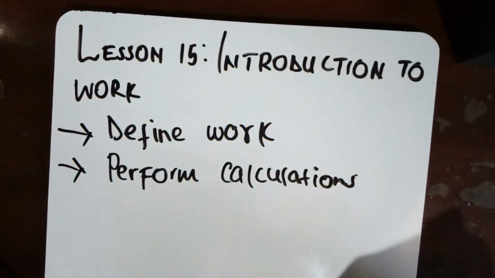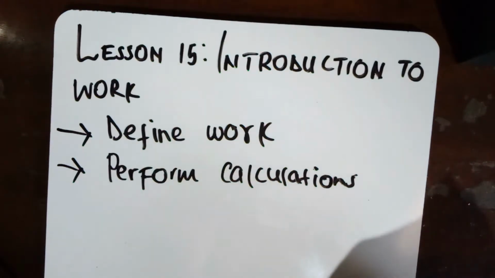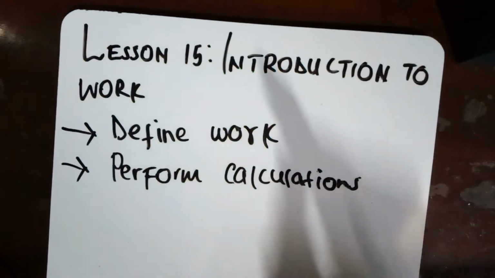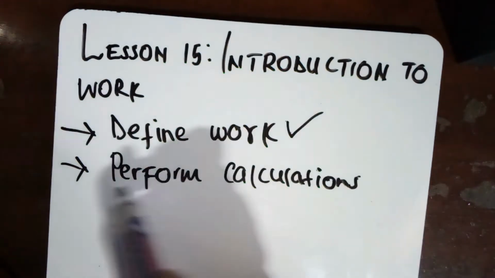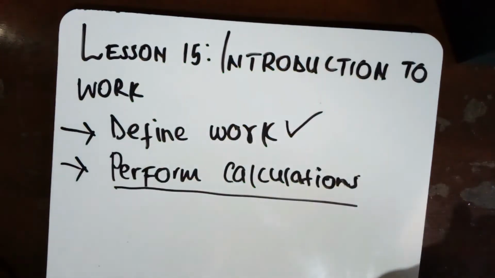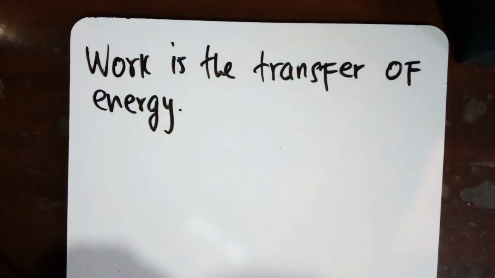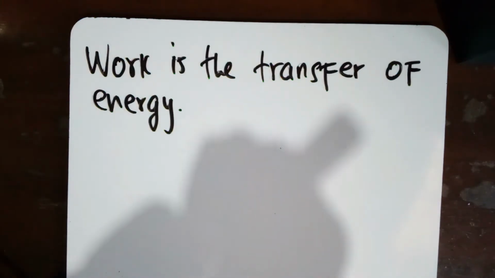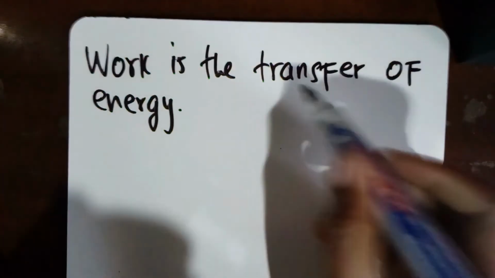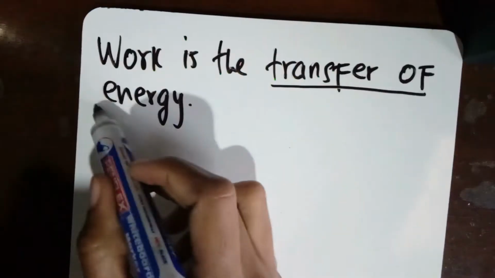So, our learning objectives for this lesson is that at least you should be able to define what work is and perform various calculations involving the equation of work. So, let us just get straight into it. So, how do we define work? So, work is, in simple terms, defined as the transfer of energy.